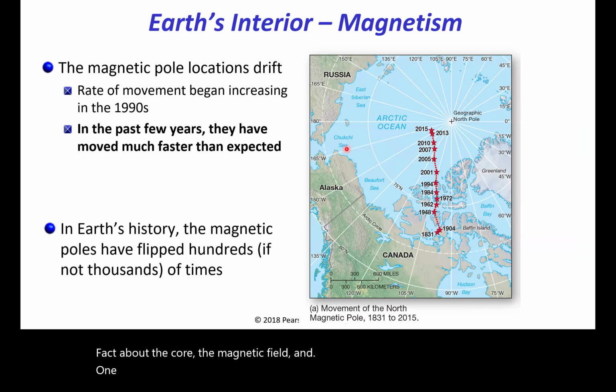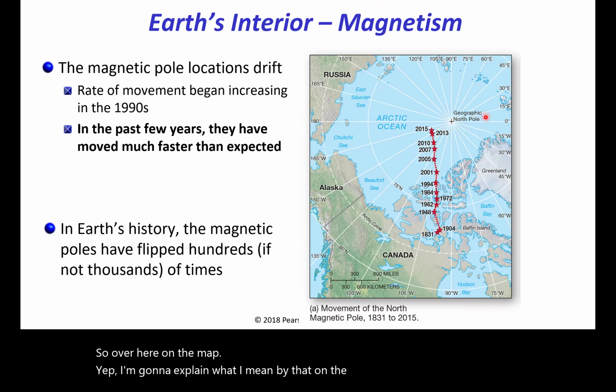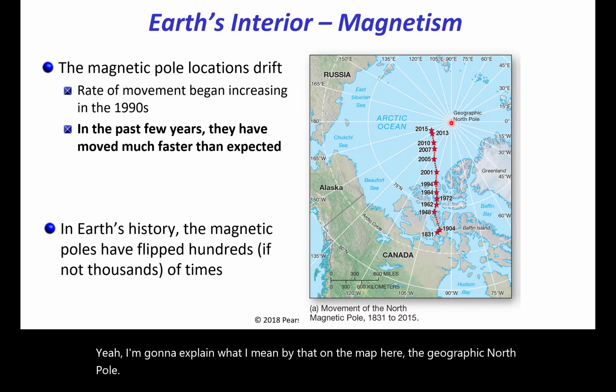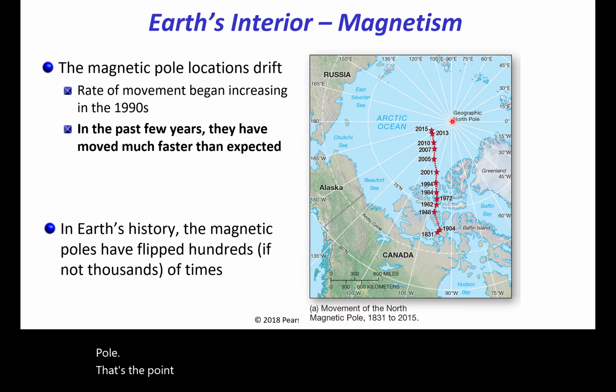One thing that I like to talk just a little bit about is the fact that the magnetic poles move. So on the map, I'm going to explain what I mean by that. On the map here, the geographic North Pole is the point or the axis about which the Earth rotates. And so that does not move. But the magnetic North Pole does.